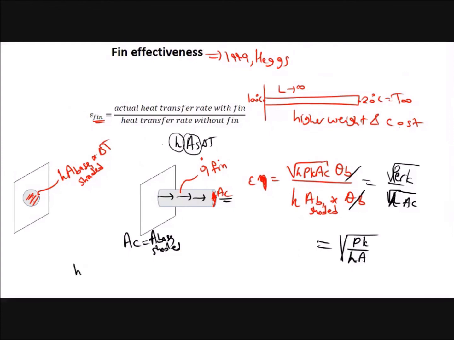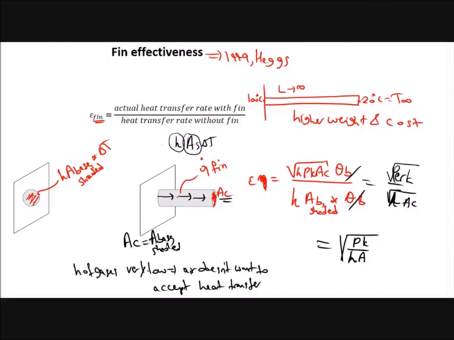So h of gas is very low. If it is very low, it means that air doesn't want to accept heat transfer. If it doesn't want to accept heat transfer, we should force it. How do we force it? We force it by fans, or by increasing the surface area of the fins. Therefore, we use fins where h is very low.